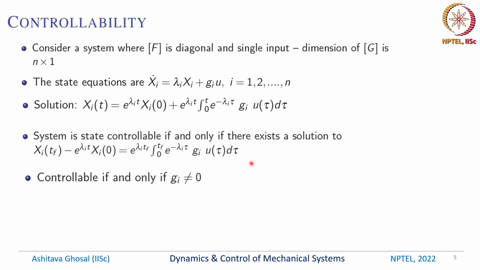And what we can clearly see is if gi were to be 0, then there is no solution. So I can only go from xi of 0 to xi of tf as long as this gi is non-zero. Because if gi were to be 0, then whatever I do to u, it's not going to change the states. The states are disconnected from the input u.